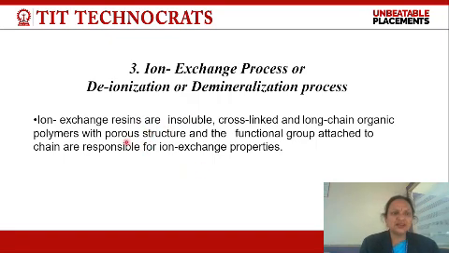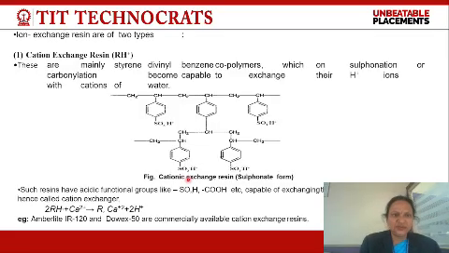exchanged in this method. Actually, ion exchange resins are insoluble, cross-linked and long-chain organic polymers with a porous structure, and the functional groups attached to the chains are responsible for ion exchange properties. In this process, we can exchange both types of ions, cations and anions. Cations, meaning calcium and magnesium or other cations, are exchanged for hydrogen ion.